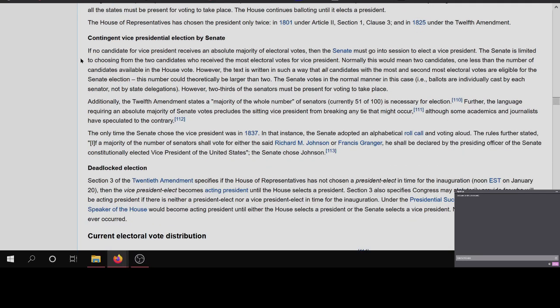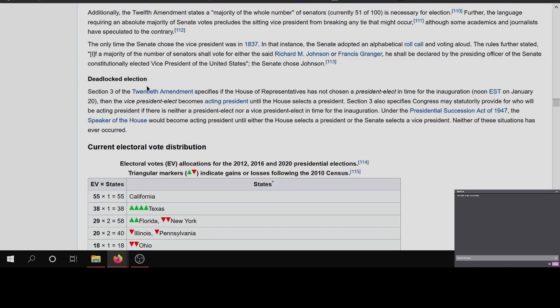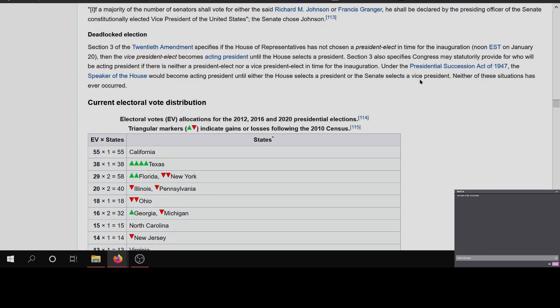So there is a plan. And there is a contingent vice presidential election by the Senate. If no candidate for vice president receives an absolute majority of electoral votes, the Senate must go into session to elect a vice president. Yada yada yada. Deadlock election: Section 3 of the 20th Amendment specifies what happens if the House of Representatives has not chosen a president by the time of inauguration. It talks about the timing and things like that.